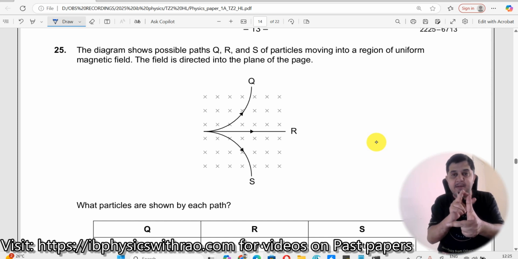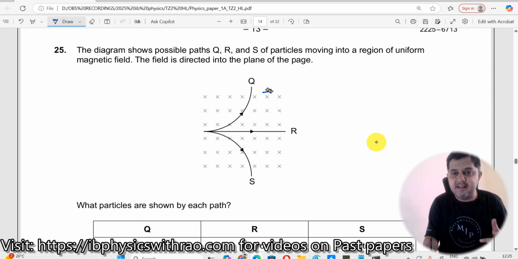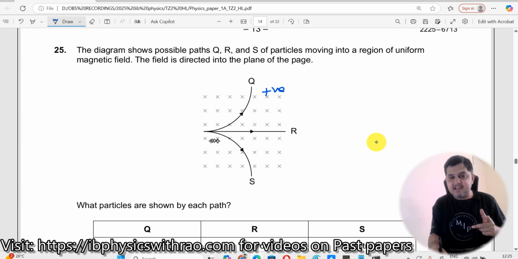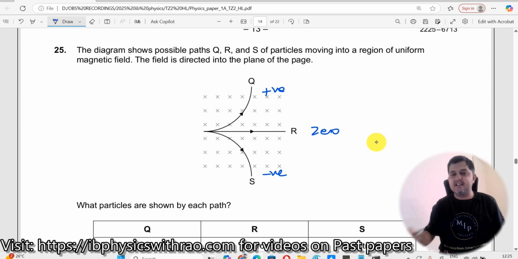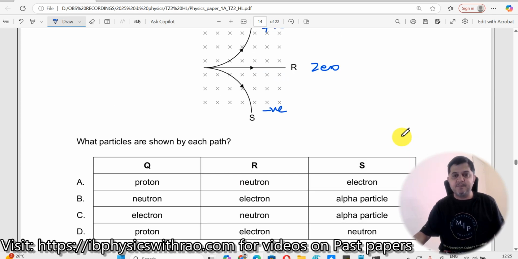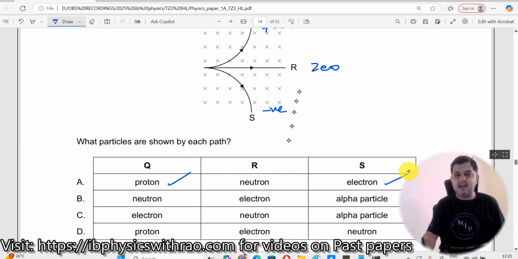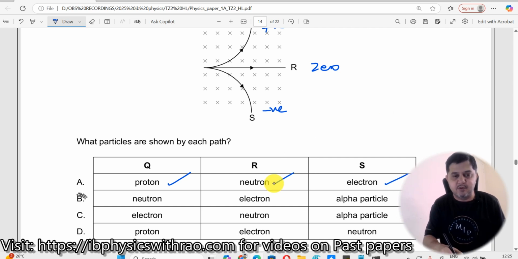When can this rule be applicable? This rule is applicable when the charge in question is always a positive charge. So definitely this is a positive charge. But there is a charge which comes like this. This was positive, so it should definitely be negative. And there's a charge which goes like this. What is this? It's not getting deflected at all. That means it doesn't have any charge, zero charge. So now what is this? Q is positive, S is negative, an electron, and R is zero, a neutron. Therefore the option is C.